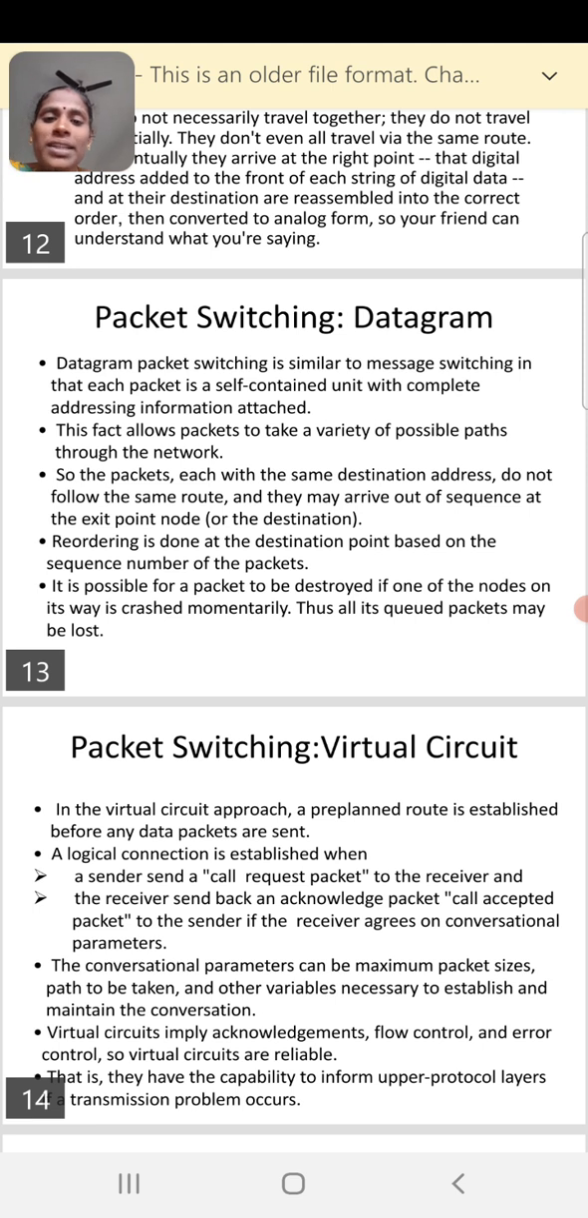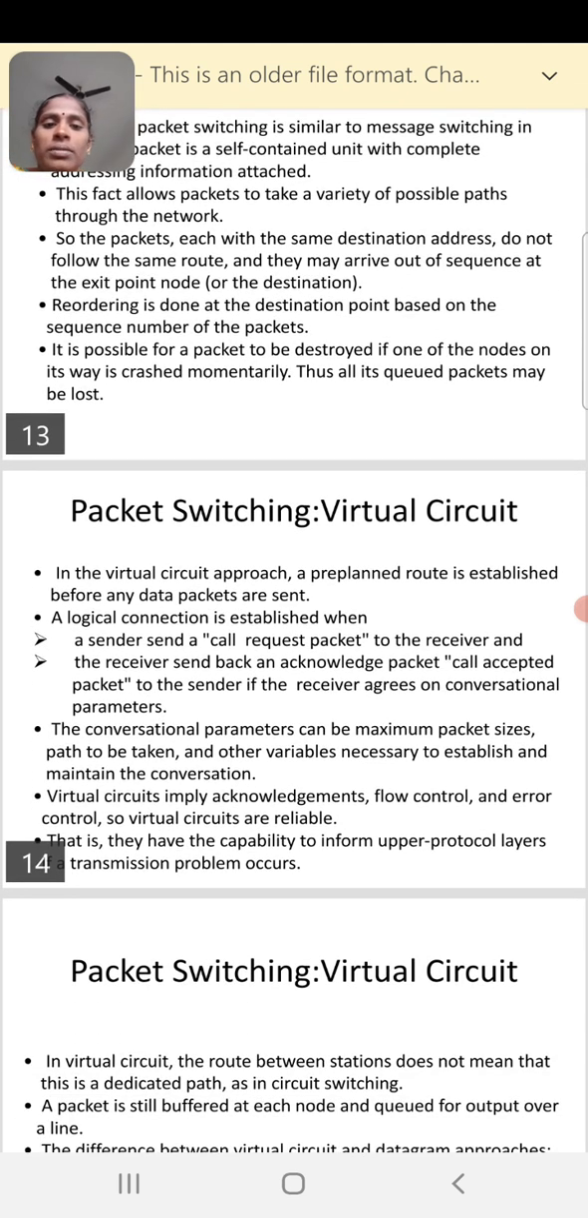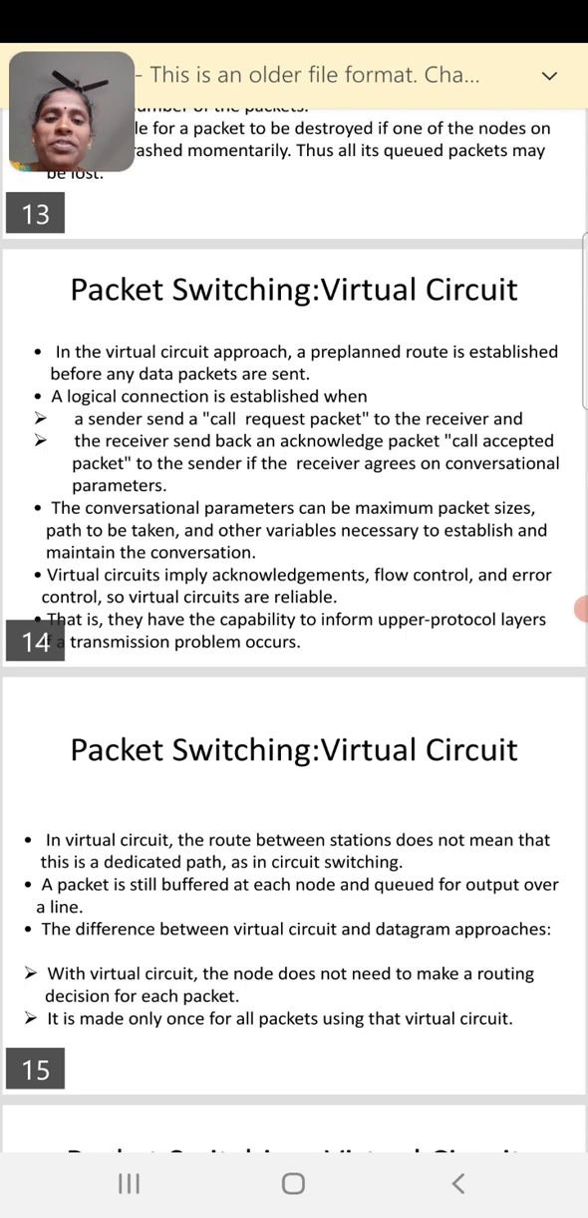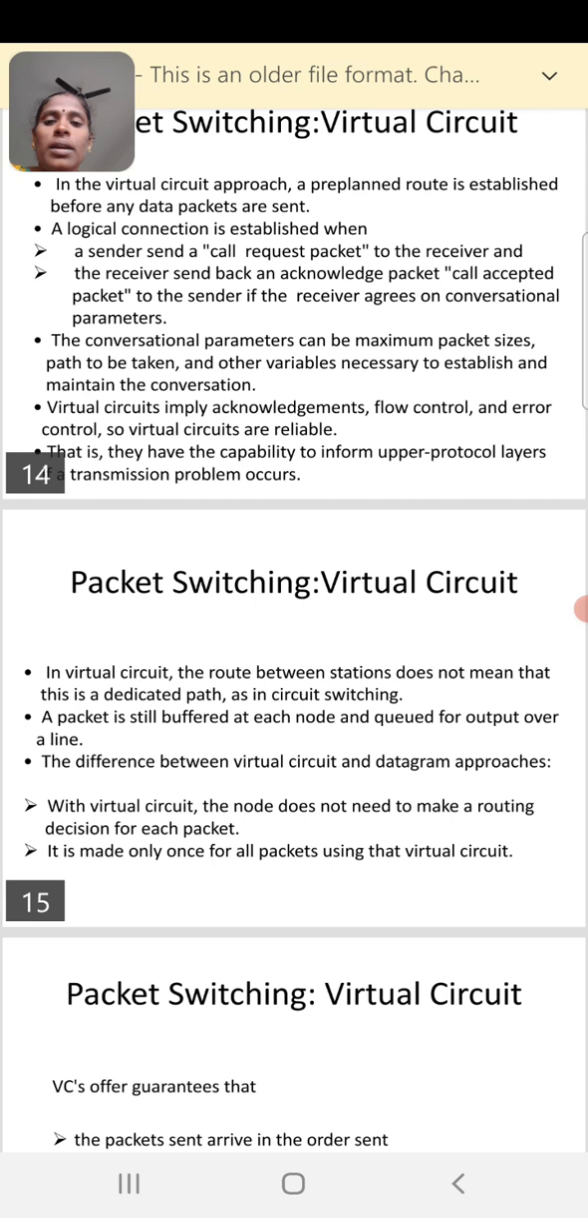It is possible for a packet to be destroyed if one of the nodes on its way crashed momentarily. Virtual circuit: using the packet switching approach, a pre-planned route is established before any data packets are sent. They have the capacity to inform the upper protocol layer if a transmission problem occurs. Packet switching in a virtual circuit does not mean that there is a dedicated path as in circuit switching. This is the difference between virtual circuit and datagram approaches.